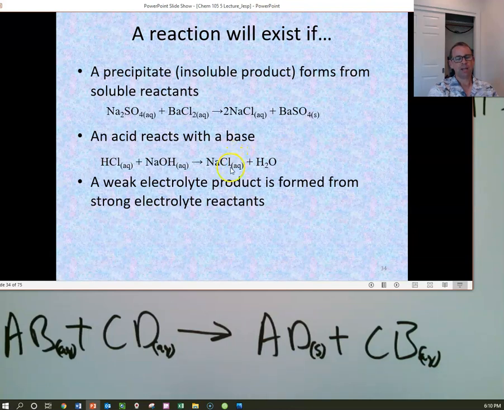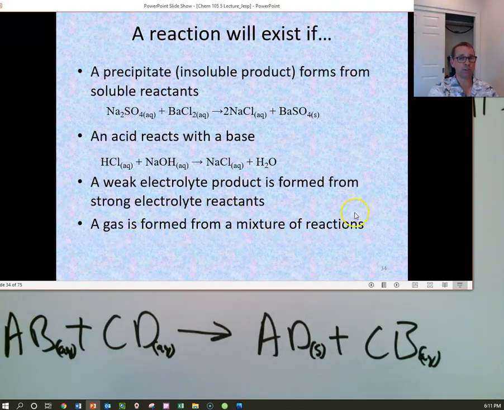And then another kind of reaction that follows this pattern is where a weak electrolyte is formed from two strong electrolytes. Now that doesn't happen very often in our class. It happens in nature, but in class we don't talk a lot about this example. And another example is when a gas is formed when we mix reactants together. We talk less about this, but we do have to be aware of it.